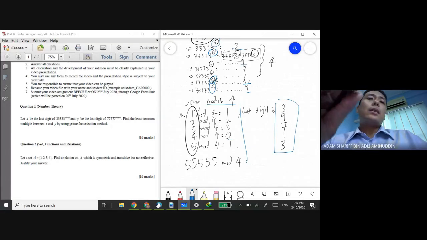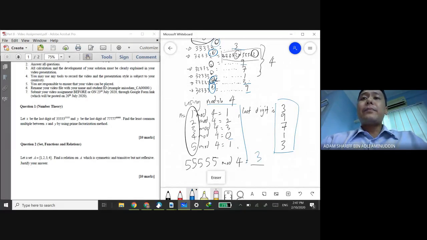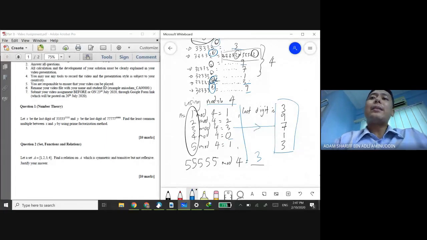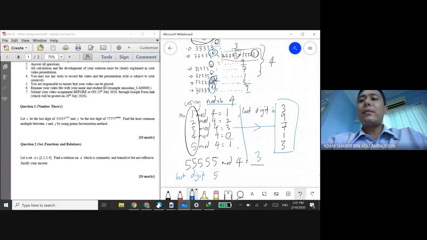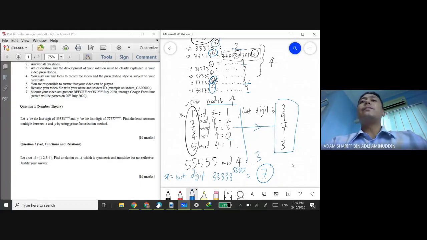So just now, this question is 3333 to the power of 555. Then what is the modulo? I think someone answered it. It is 3. Therefore, when it's mod 3, the last digit will be, what is important here, 7. So I got x equals 7.